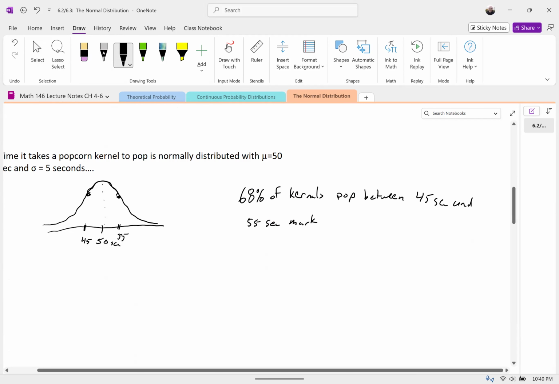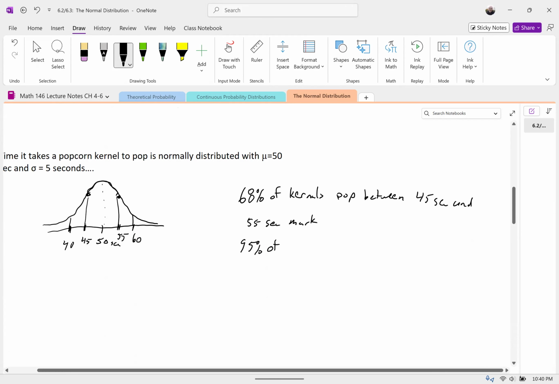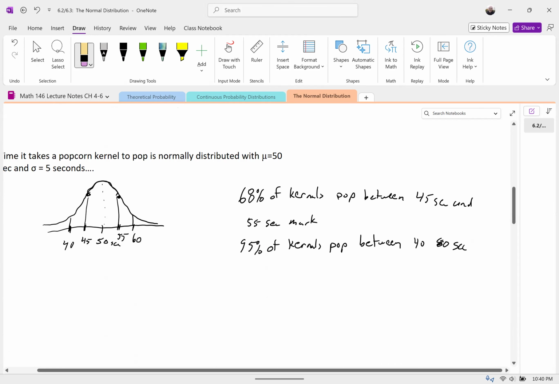And then if I go another 5 seconds, repeating that distance over again, that would be 40 seconds and 60 seconds, and I'd get 95% of the kernels popping between that 40-second mark and that 60-second mark. So you've got a nice continuous distribution in there.